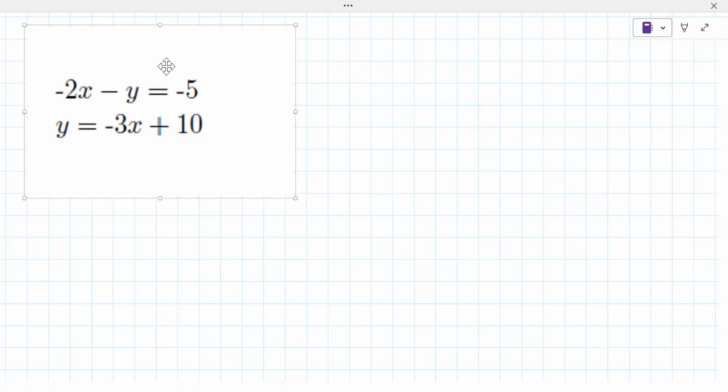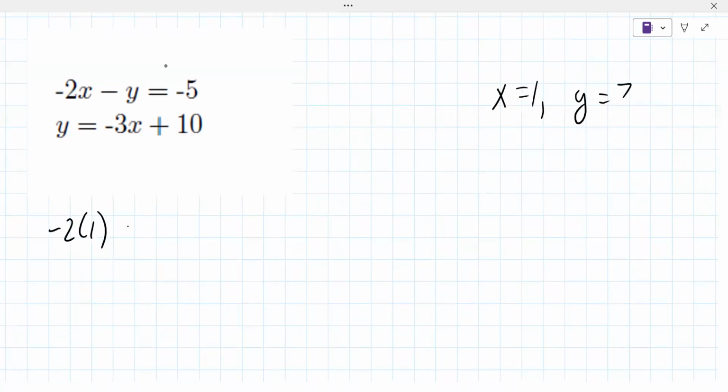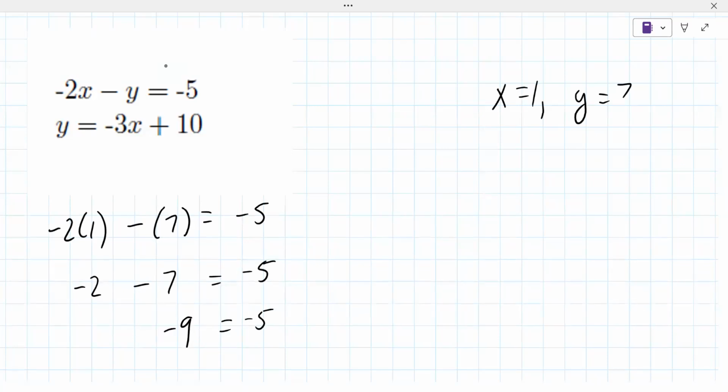X equals 1 and y equals 7. But the great thing about having you do it like this is the way I check is I put the numbers back into both equations and see if it works. So -2 times 1 is -2 minus 7. Unfortunately, that is -9, which does not equal -5. So there's some issue there. Do you want to look over your work one more time? Sometimes it's a sign error. Sometimes you just got to rework it from the beginning.